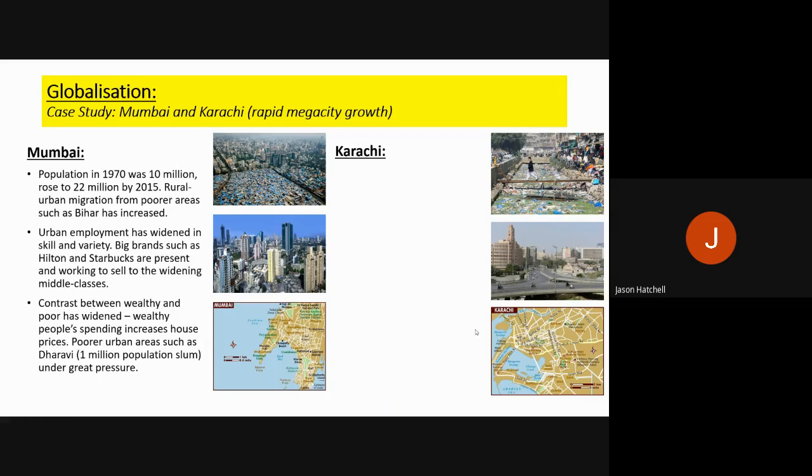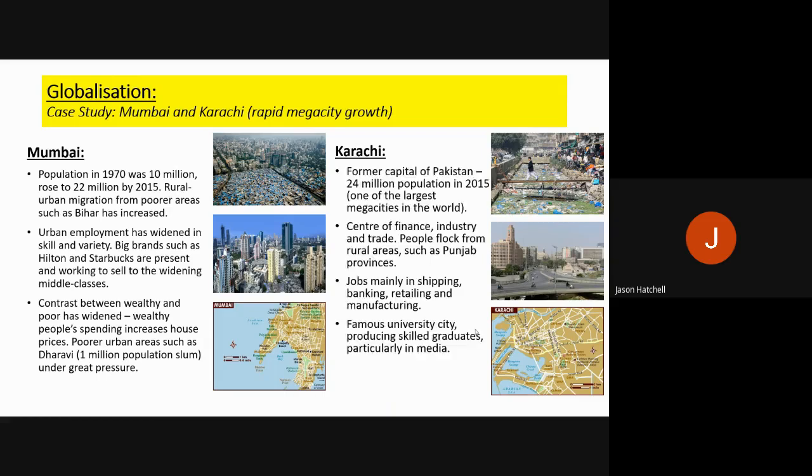Now, Karachi is the former capital city of Pakistan. It had a 24 million population in 2015, which makes it one of the world's largest megacities behind Tokyo. Karachi is the center of finance, industry, and trade. People flock there from rural areas such as the Punjab provinces. And it is increasingly a professional city in terms of job opportunities.